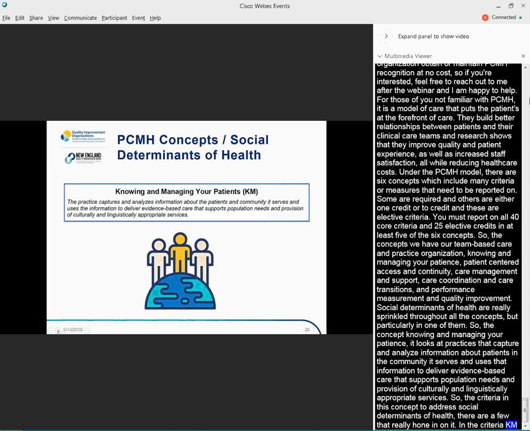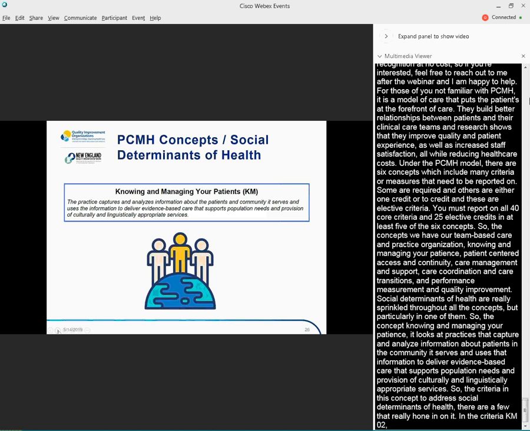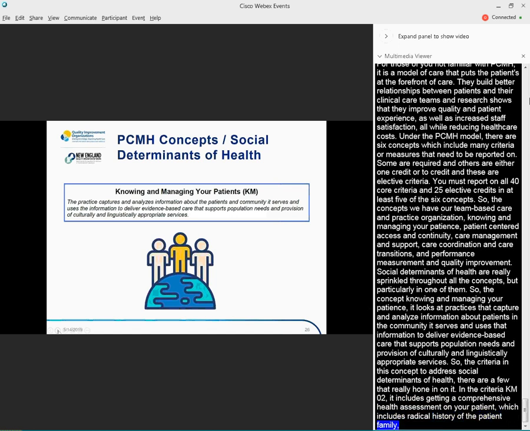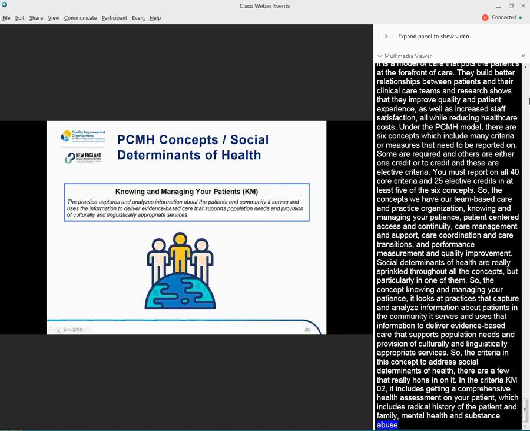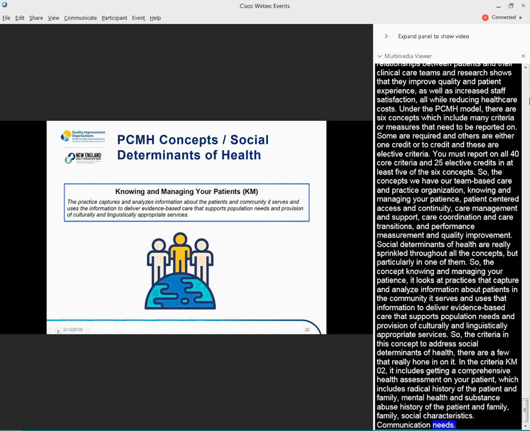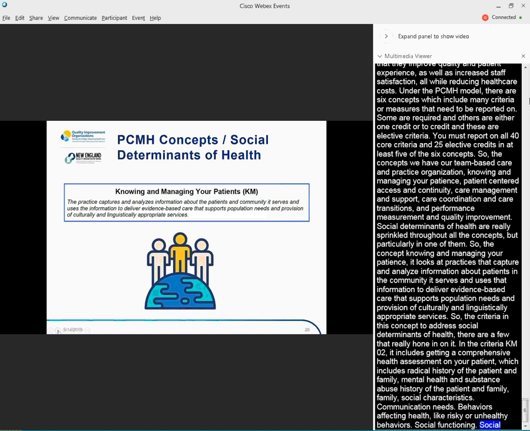So it includes getting a comprehensive health assessment on your patients, which includes a medical history of the patient and family, a mental health and substance abuse history of the patient and family, family, social, and cultural characteristics, communication needs, behaviors affecting health like risky or unhealthy behaviors, social functioning, social determinants of health, developmental screening, and advanced care planning.